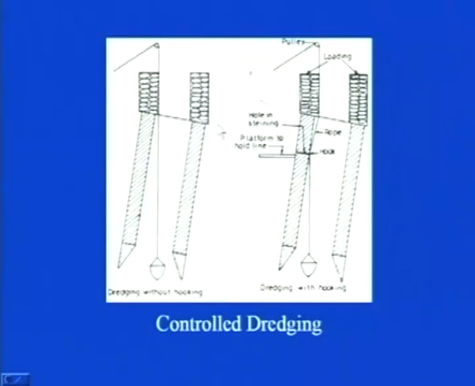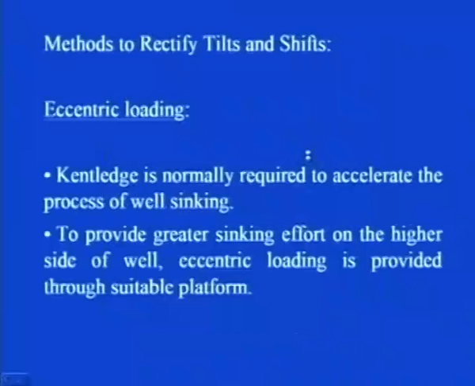You can see in this figure that in one case the dredging without hooking is going on, whereas in this case the dredging with hooking is going on. You can see a platform to hold this line. There is a hook and a rope has been tied to it, and it is the loading. This is a sort of controlled dredging, which at the initial stage of sinking is quite useful.